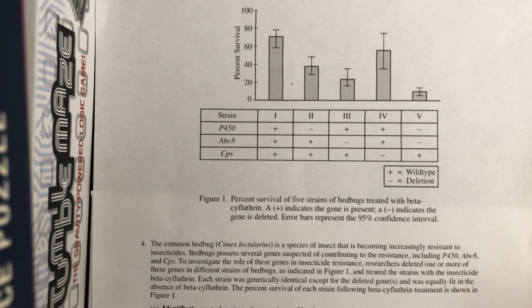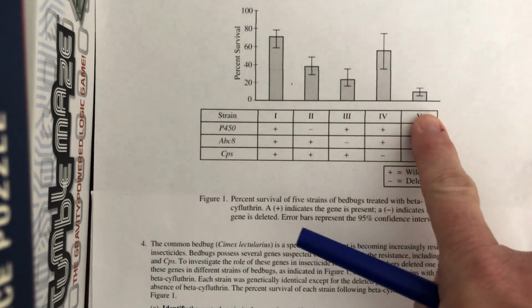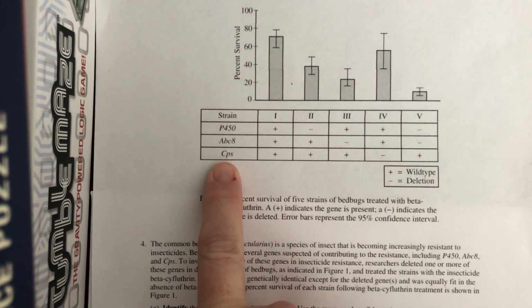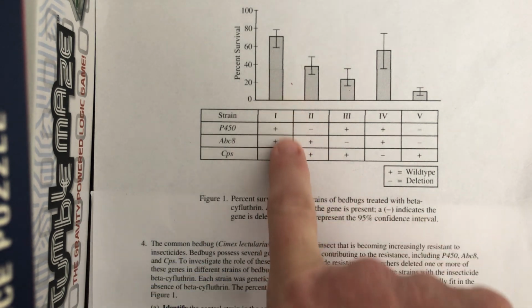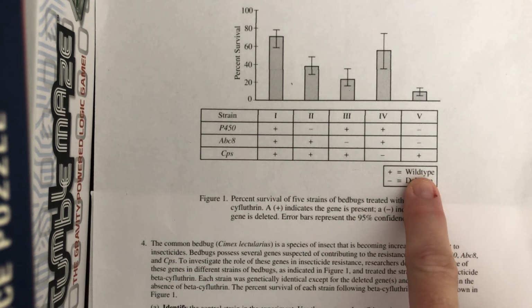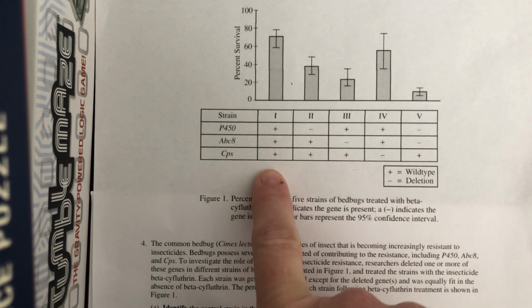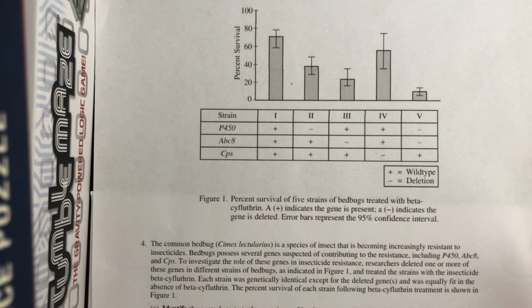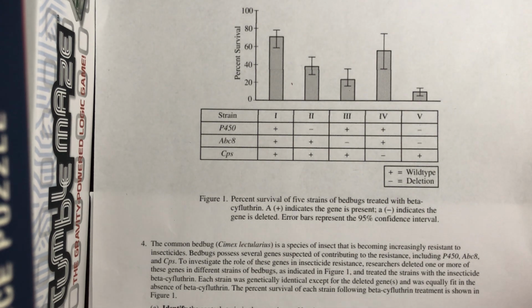Bed bugs. All right, so basically what these scientists are saying is that there's 5 strains of bed bugs, and they think that these genes help the bed bugs survive insecticides. And if you look, when all those genes were intact in the wild type, the survival rate was greater. But then you got to look at these error bars. And so the error bars communicate confidence or statistical significance.